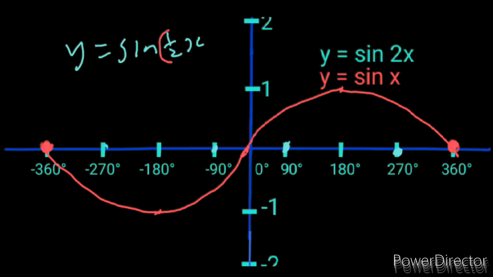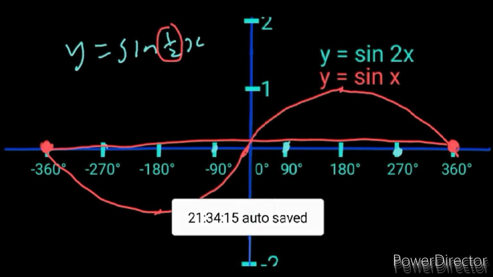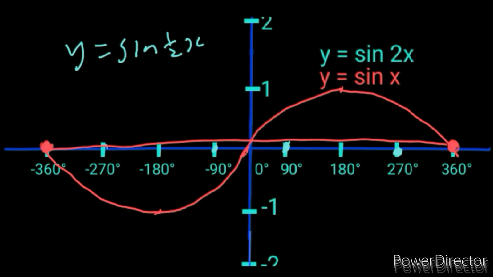So let's draw this graph. Notice when k is half, the width of the graph actually doubles instead of being halved. And the period of the graph, if we look at this length, is actually 720 because it's 360 minus negative 360, which gives you 720. So the period has been doubled. Usually it's supposed to be 360, but it became 720. So when k is halved, the period actually doubles instead of being halved. When k is 2, the period actually halves instead of being doubled.